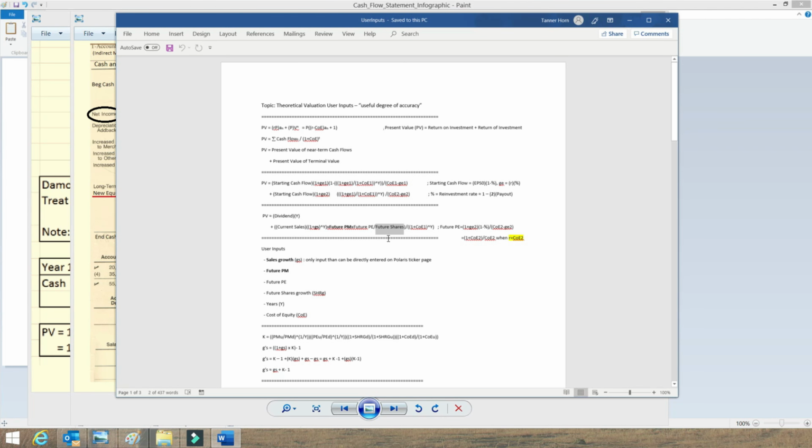The formula used by Polaris is a free cash flow to the equity holder approach. Net equity repurchase, and now you're just left with dividends that need to be accounted for in the first 5 years, and then it takes net stock repurchase into account by a future share calculation.